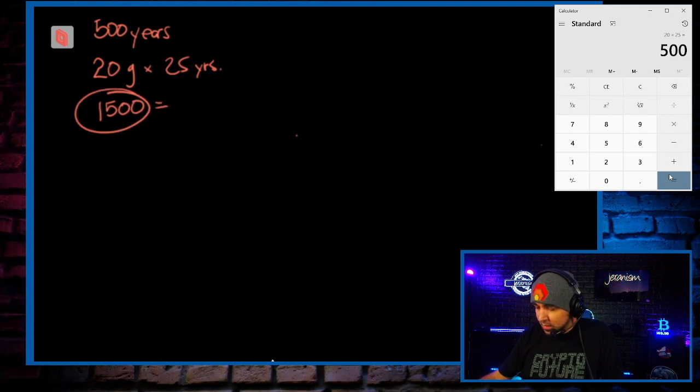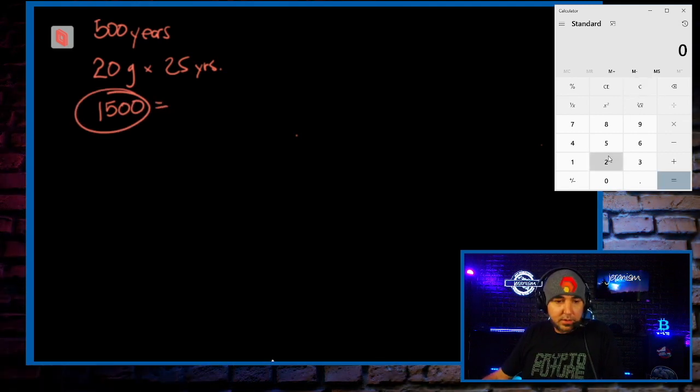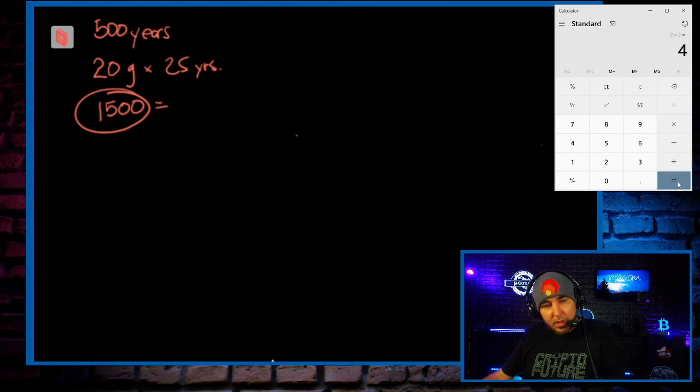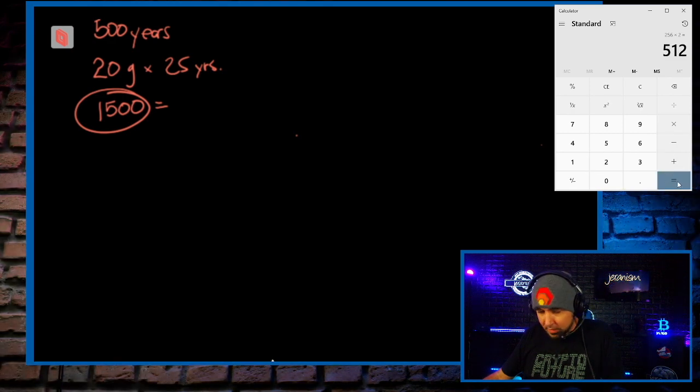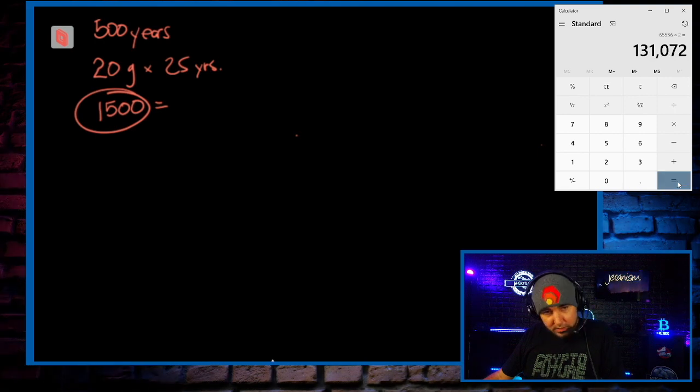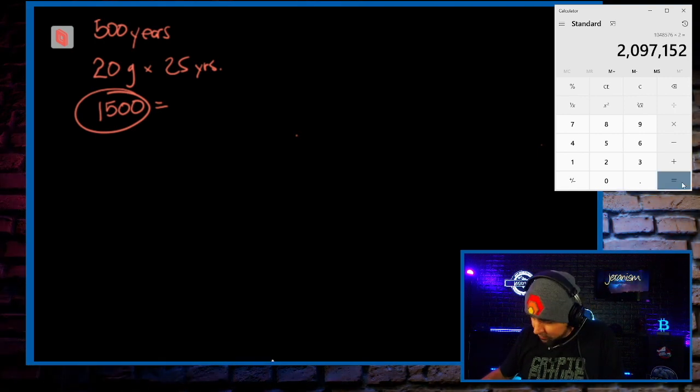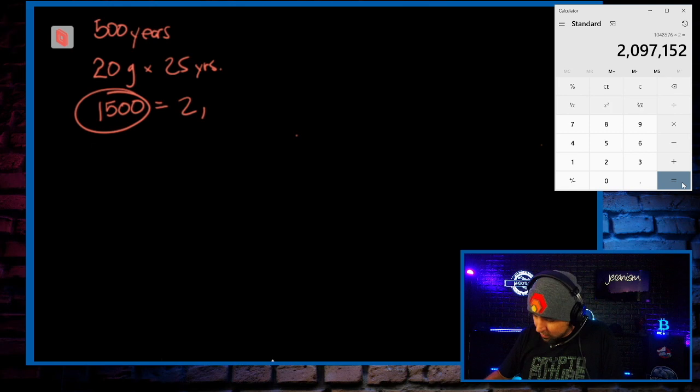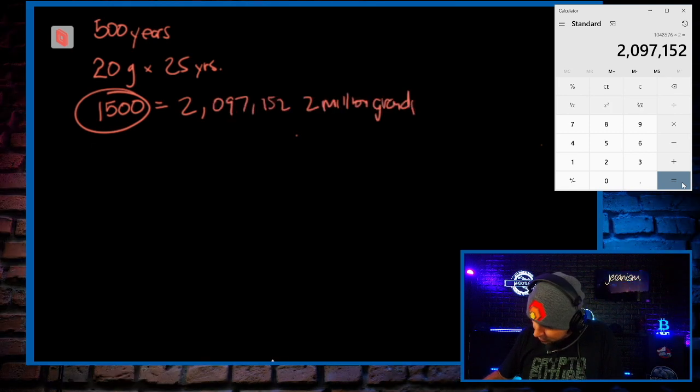So in the year 1500, again, we're going to do 20 generations. So we're going to do 2 grandparents times 2, and 1, 2, 3, 4, 5, 6, 7, 8, 9, 10, 11, 12, 13, 14, 15, 16, 17, 18, 19, 20. Okay, so we have that 2 million grandparents in 1500.